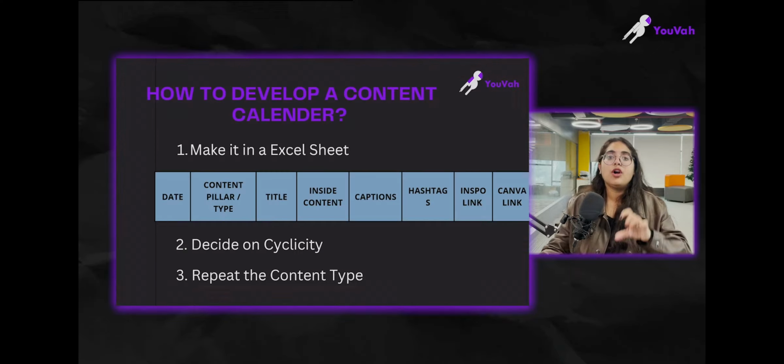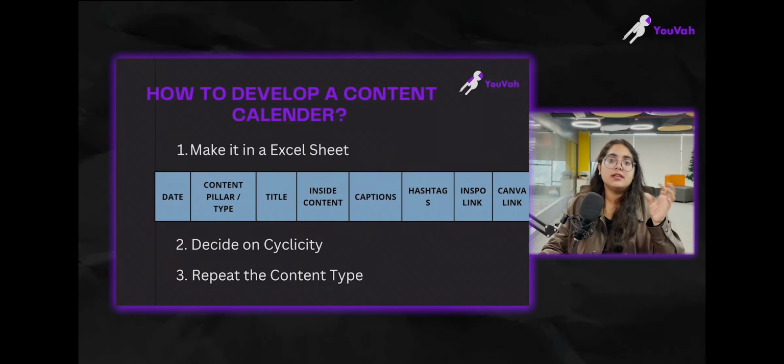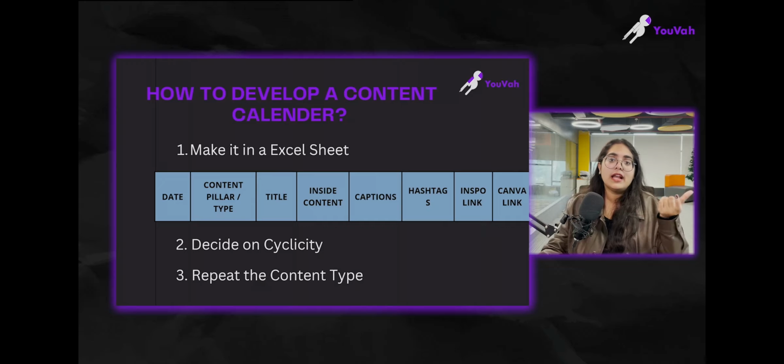So that would be your content type. Then comes the title, right? So what would be the title? The title, let's say for the first one, will be "Which is better, veg versus non-veg, better source of protein?" Veg versus non-veg, could be anything for that matter, right? So that would be the title of the post that you will be making.